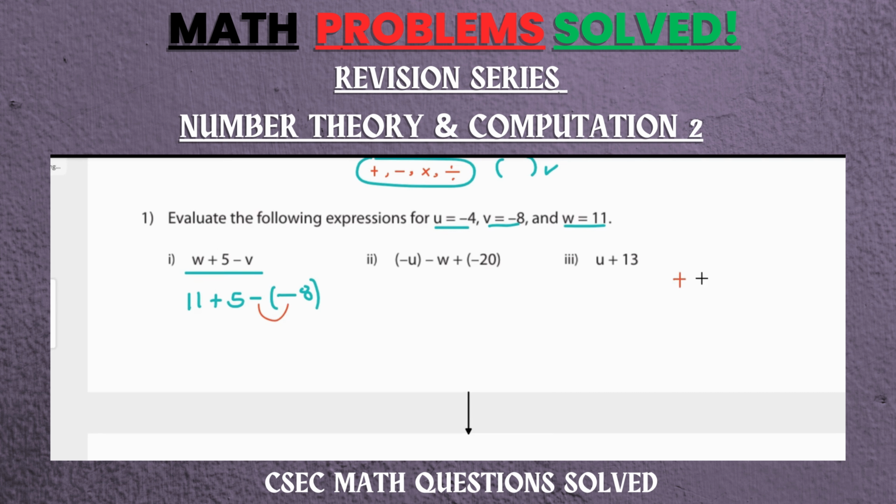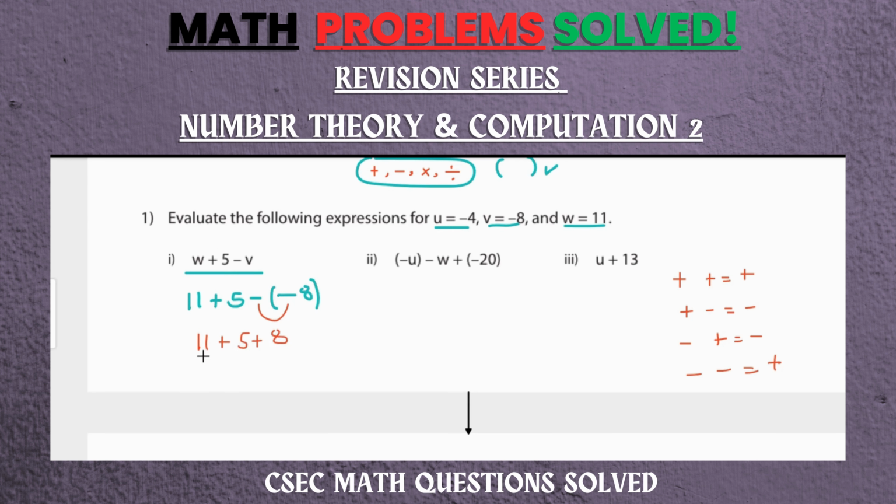You should remember positive times positive is always positive. Positive times negative is negative. Negative times positive is also negative. Negative times negative is positive, right? So negative times negative is positive. So you may also write it as 11 plus 5 plus 8.